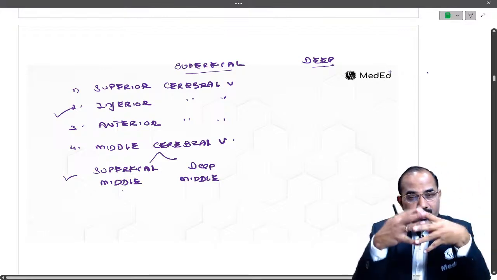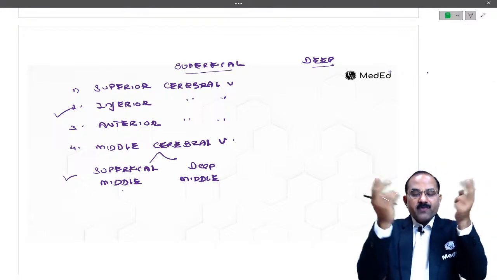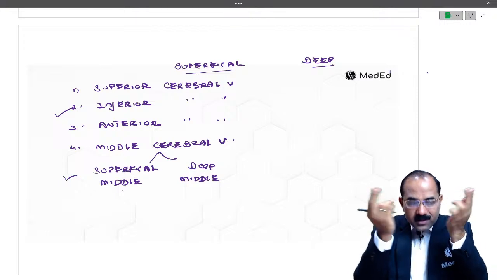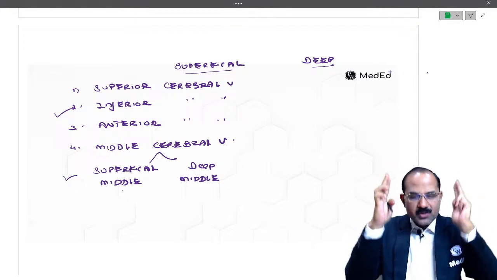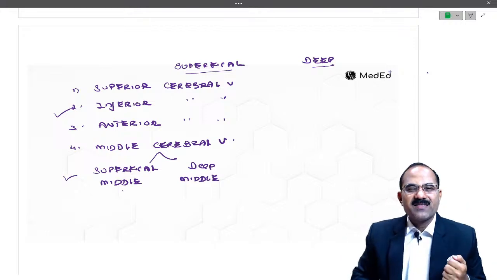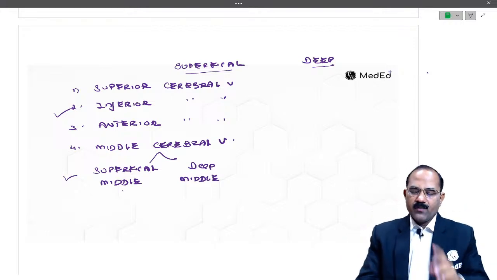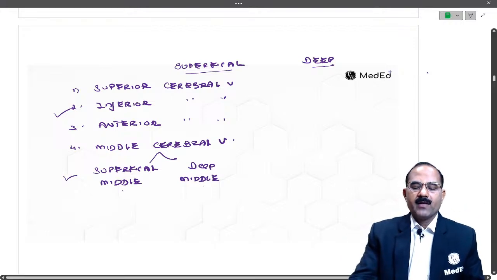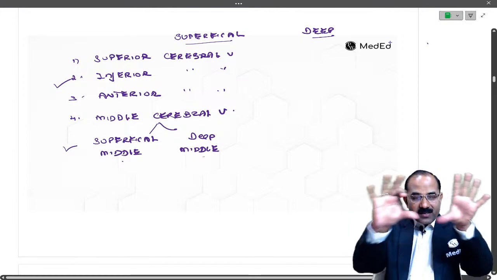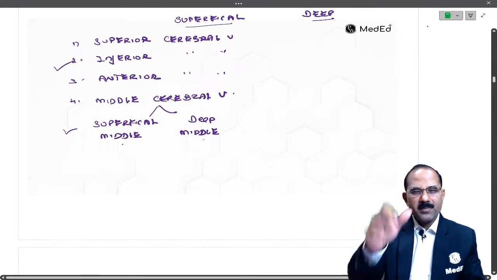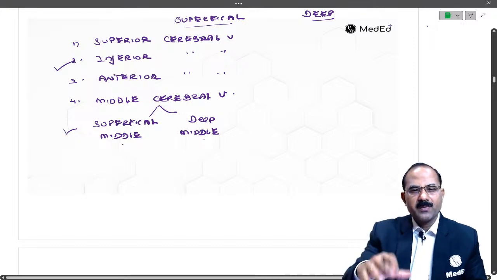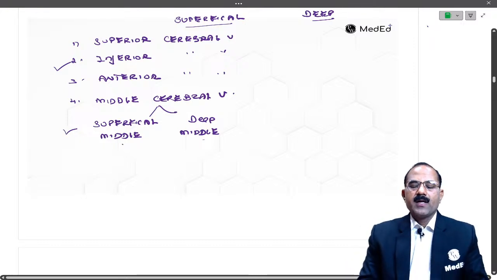Now just try to correlate everything. So the superficial middle cerebral vein medially communicates with the cavernous sinus. On the lateral side, it communicates with the superior sagittal and the transverse sinus. And what is left is the deep middle cerebral vein. I'm just revising this, a quick revision, but I'm trying to explain a little because these things are always difficult.